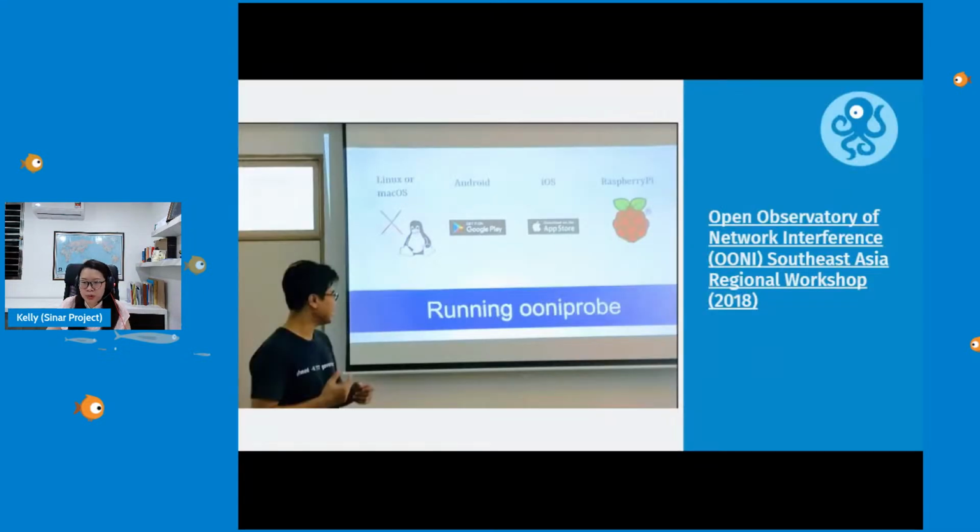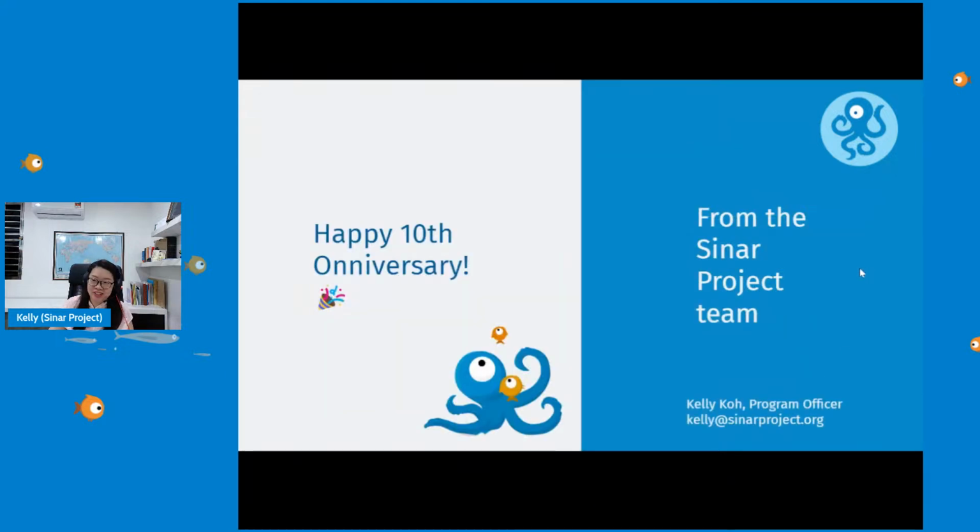And in the past, we also had a regional workshop in 2018. This workshop included running OONI Probe with our local partners from Cambodia, Indonesia, Philippines, Thailand, and Vietnam, including using Raspberry Pi and understanding the regional and country-specific risks faced by our local partners. And in recent time, early this year, we also had another round of regional workshop with our IMAP partners as well. So this concludes my presentation.